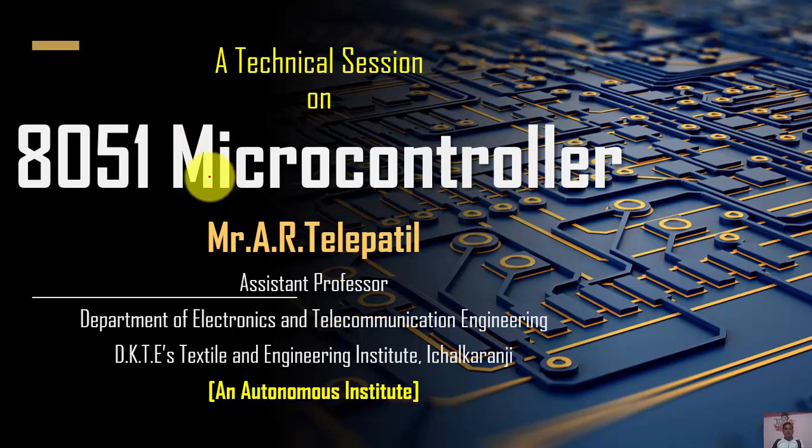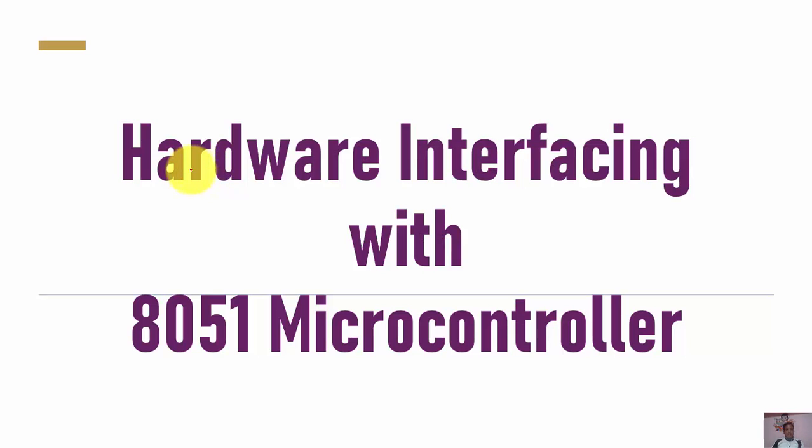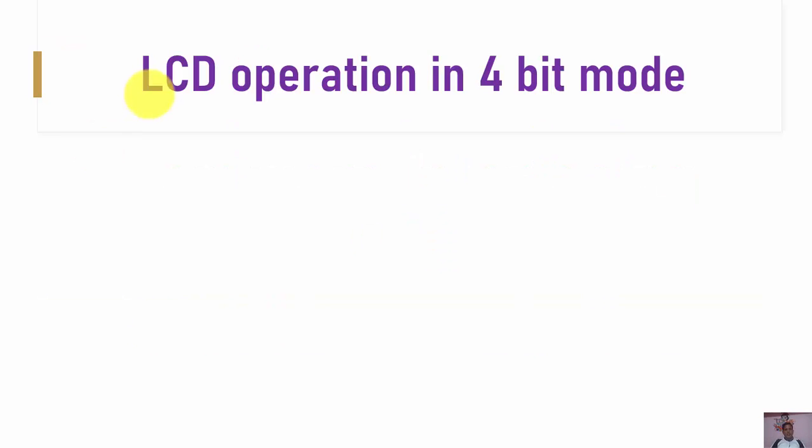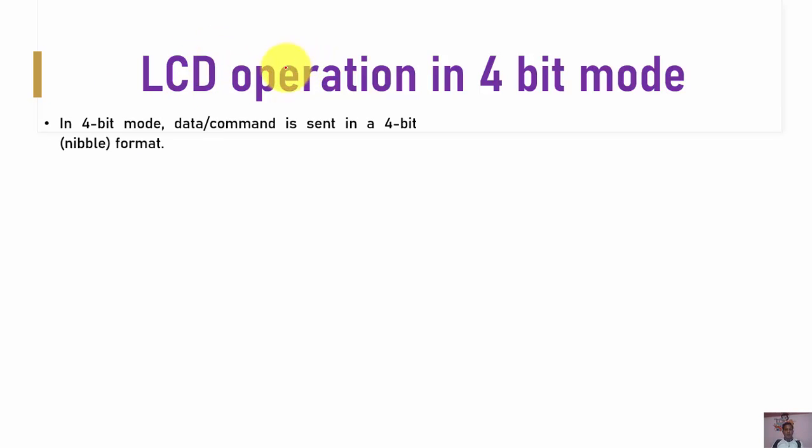We are discussing hardware interfacing with the 8051 microcontroller, and in this video session we are going to talk about LCD interfacing with the 8051 microcontroller. In the previous video session we discussed how to interface this LCD with the 8051 microcontroller in 8-bit mode. In this video we are going to talk about the LCD operation in 4-bit mode. In short, how to interface the LCD with the 8051 microcontroller in 4-bit mode.